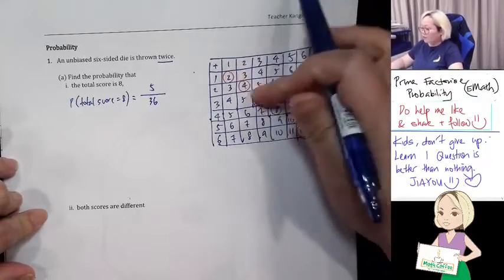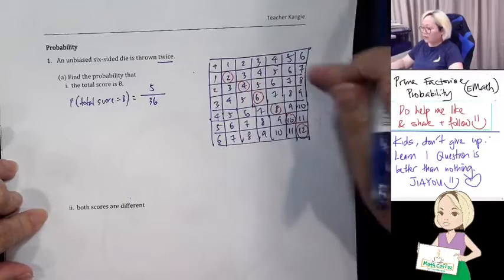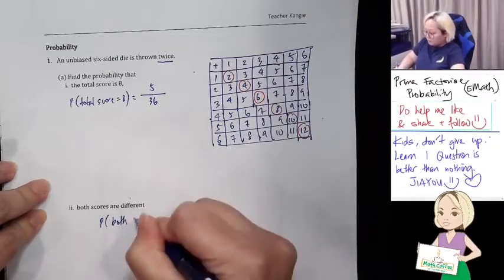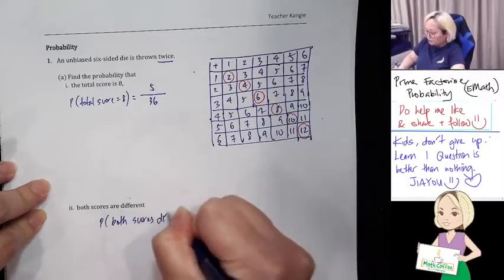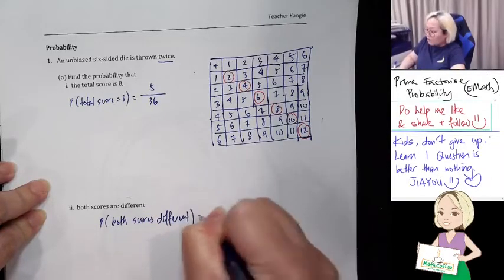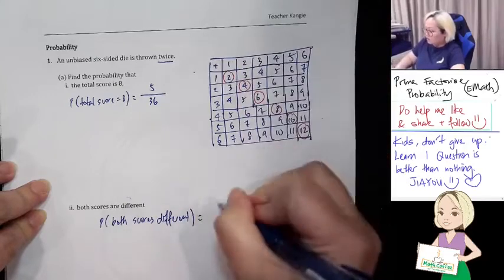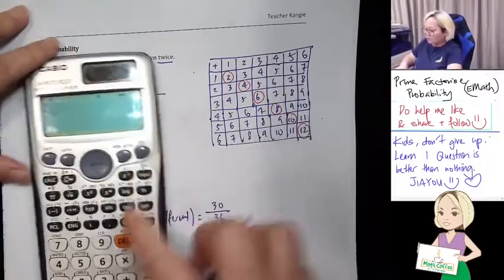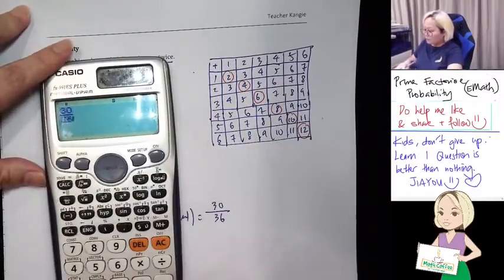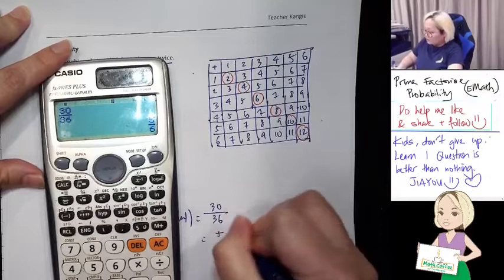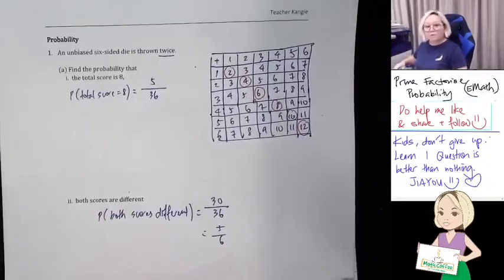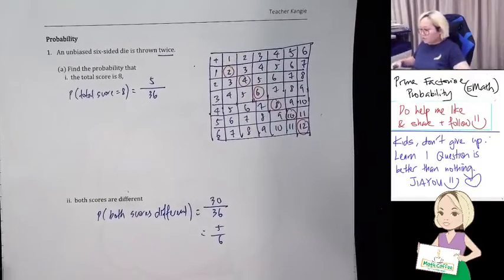So same score, I have 6, right? So just now the total I have is 36. So for the probability of both scores different, it will be 36 minus 6, which is 30. So 30 out of the total, which is 36. And of course, we can reduce this to the lowest term. So it is 5 over 6. So it's just like that. Okay, so let's move on.